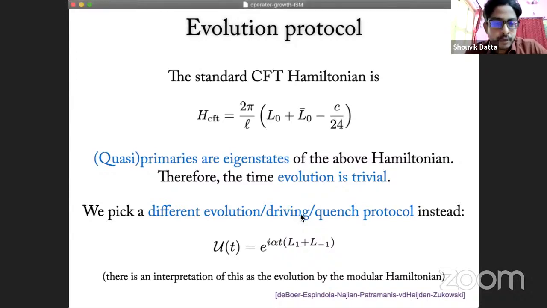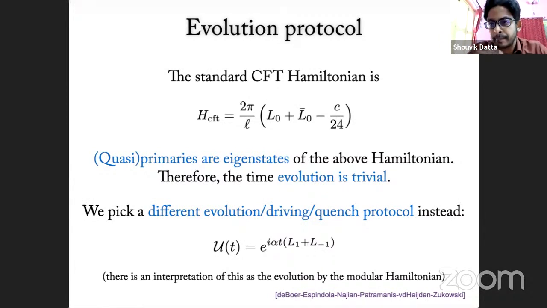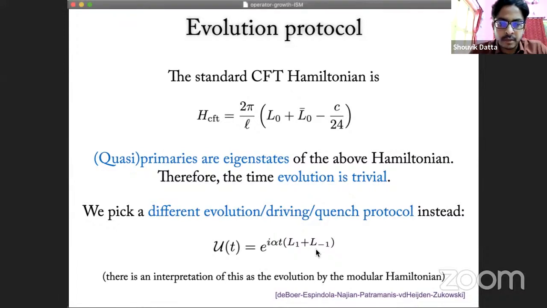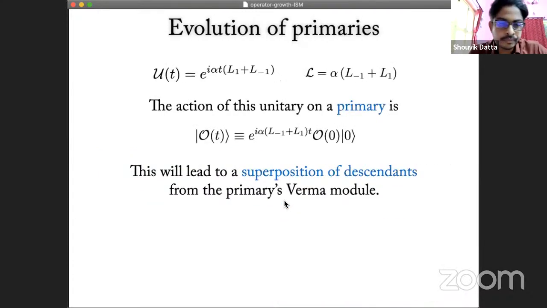Maybe I should proceed. We pick a different evolution, or a quench protocol, which is made out of the linear combination of L1 and L minus 1, which is this. This choice is not ad hoc. We heard about adding inhomogeneities in CFTs on the first day, and you can realize this Hamiltonian by adding inhomogeneities. There's also an interpretation of this as evolution by the modular Hamiltonian, as was shown by these authors.